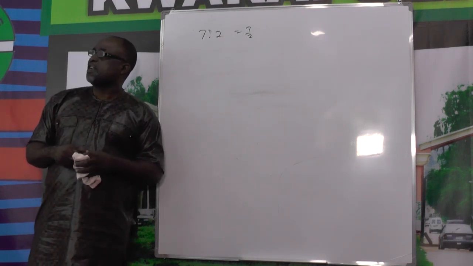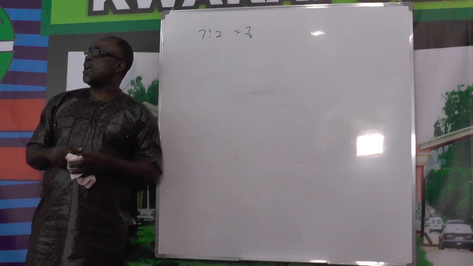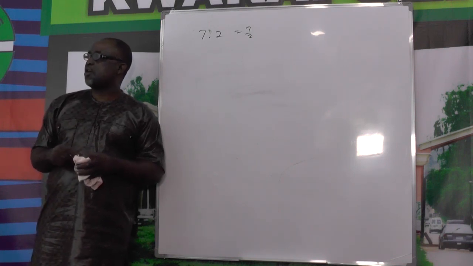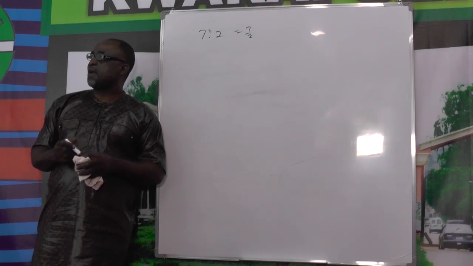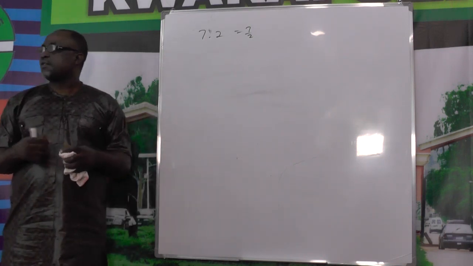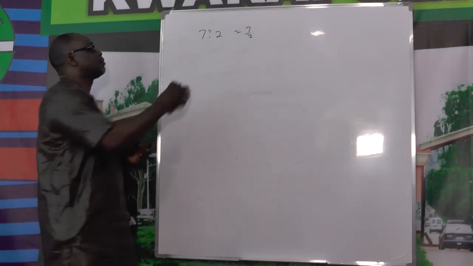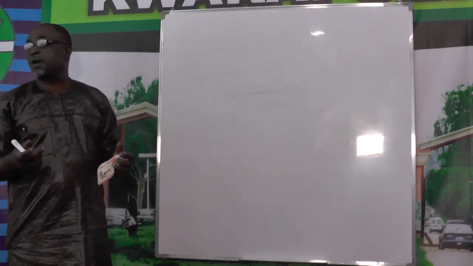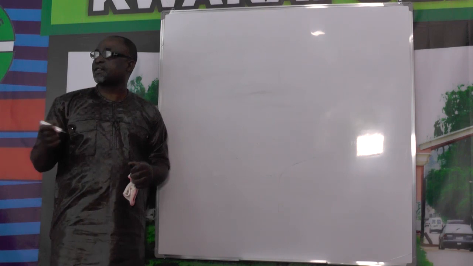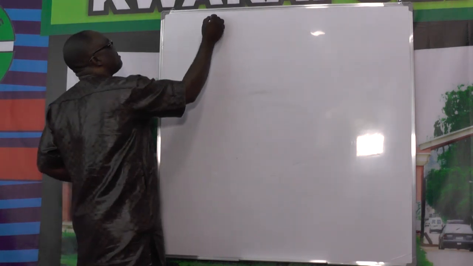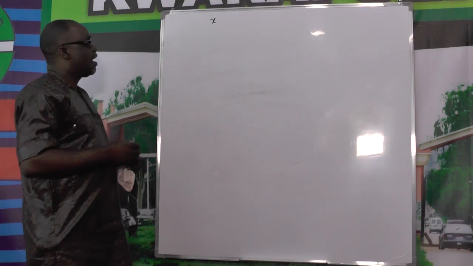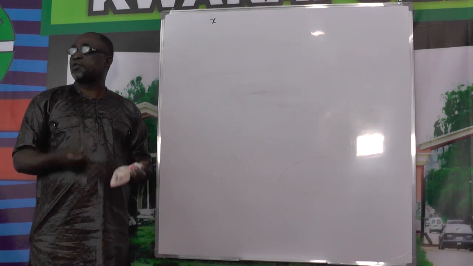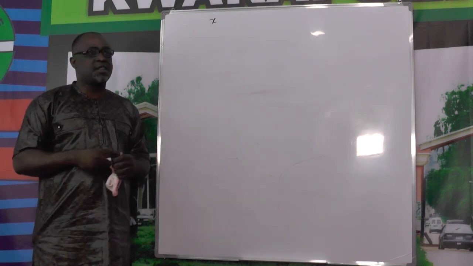Now, let's go. If there are 28 good eggs in the crate, how many eggs are there altogether? Now, solution. We start by saying let the number of eggs be x. It could be x, it could be y, it could be anything. X is just a variable. So you can use x, you can use y, you can use anything.